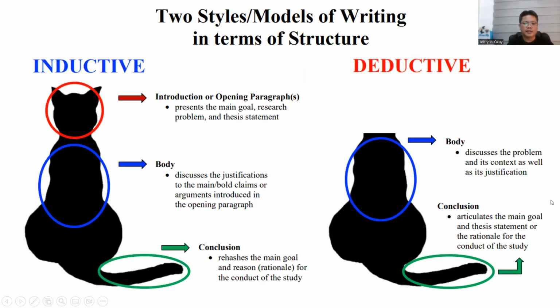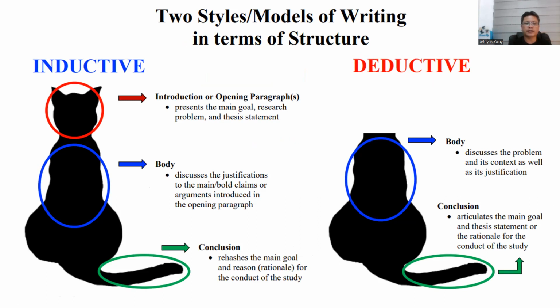So as I presented in part 2, we have here a slide on the two styles or models of writing in terms of structure. If you use the inductive style of writing, you have the model of a sitting cat with the complete parts. We have the head, body, and the tail.